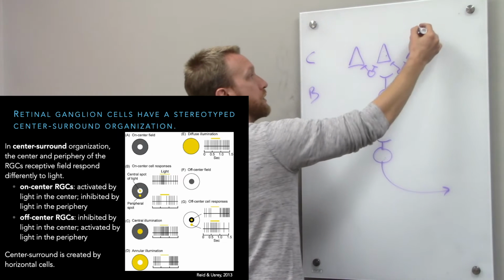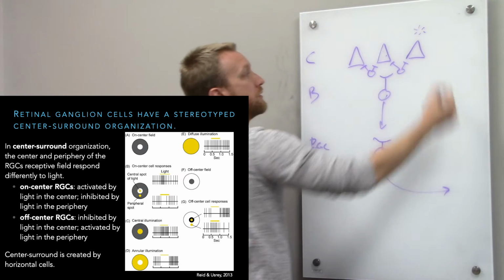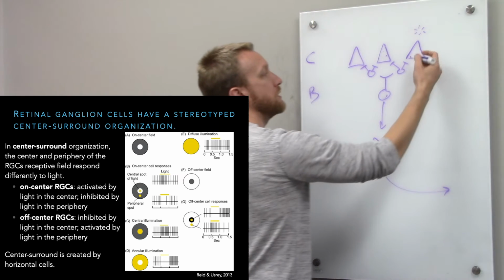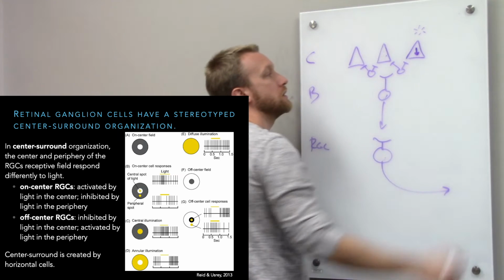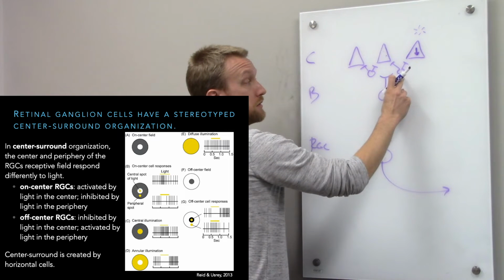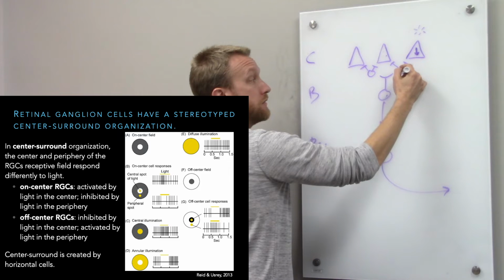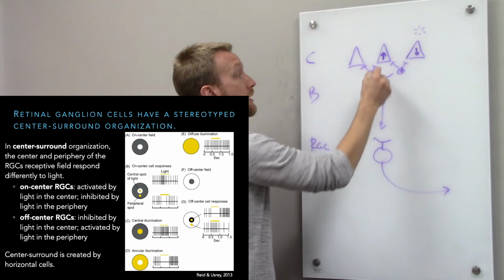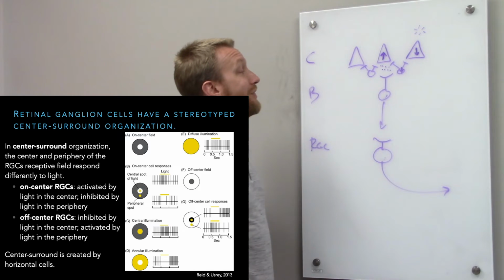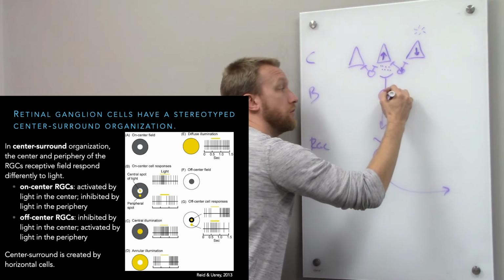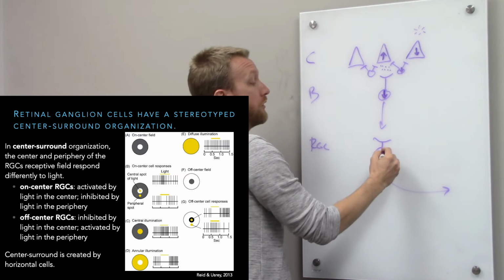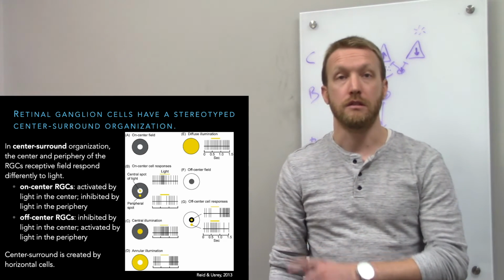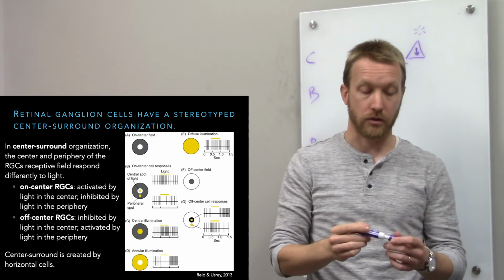What if I put light over here in the surround onto a neighbor? Well, that one's going to hyperpolarize. Well, that means that this horizontal cell isn't going to be as active, which means that actually this photoreceptor depolarizes a little bit, dumping out a little more glutamate. That, of course, turns off the on bipolar cell and turns off the retinal ganglion cell. And that explains what we see over here in the center surround organization.